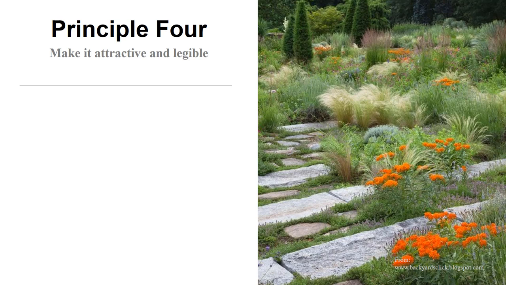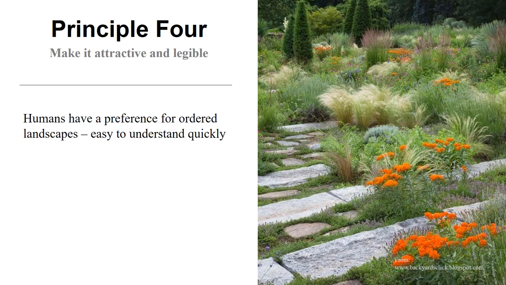Principle 4 of Rainier and West's book, they say that we should make our landscapes attractive and legible. They point out that humans have a preference for orderly landscapes, things that are easy to understand. So if you can look at a landscape, even if you don't totally understand plants, if you're not a plant person, you can see that there's care. You can see where there's areas of safety that you're not being obscured by plant materials. And you can start to understand what's in the distance.